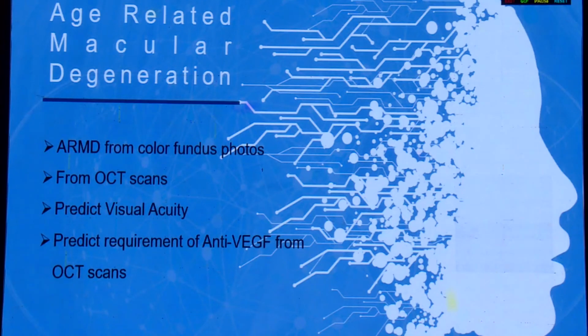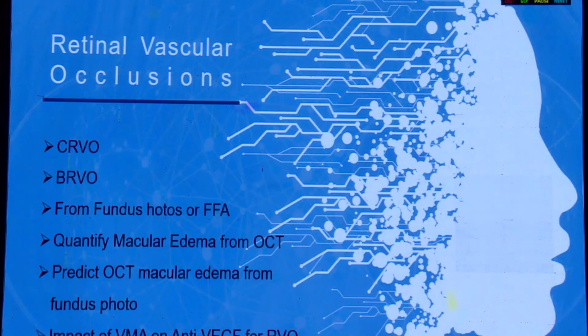And you can predict how much anti-VEGF is needed. The patient will ask you, you're telling me you need a few injections. Few means how many? 5, 10? You tell, the machine says you will need 5 injections. Retinal vascular occlusions, you can detect all these things from fundus photos.